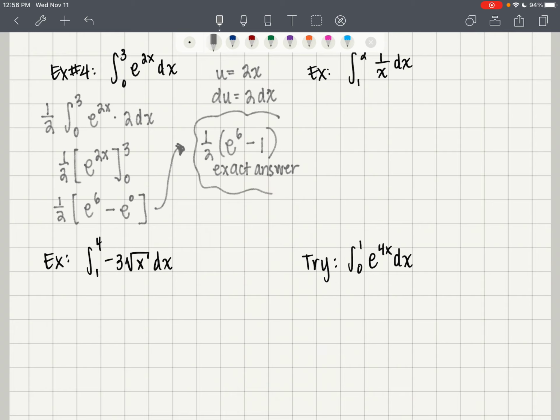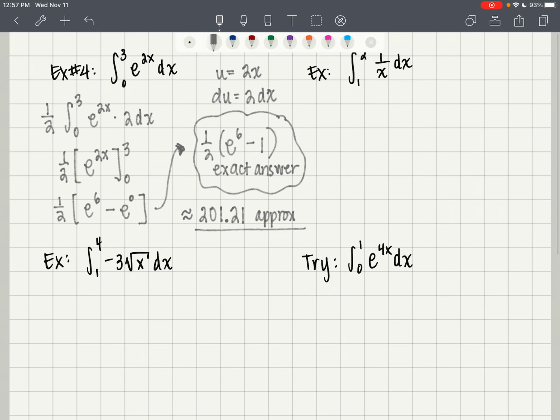Let me bubble it. A bubble will look a little bit nicer. And then an approximate answer, if you were to put this into your calculator, let's make sure that you know how to put that into your calculator. Check and make sure that you get 201.21, and that's an approximate answer. So approximately 201.21.